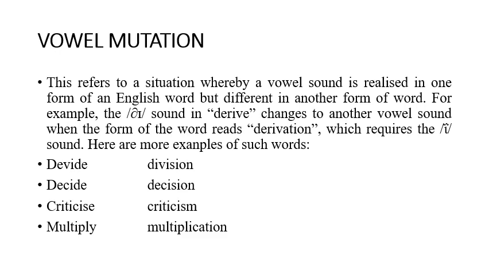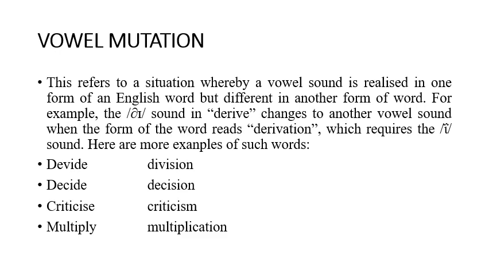Then we have vowel mutation. This refers to a situation whereby a vowel sound is realized in one form of an English word but differs in another form of the word. For example, the I sound in drive changes to another vowel sound when the form of the word reads derivation. You see, drive has the AI sound, then you have derivation, vision, which requires the E sound.